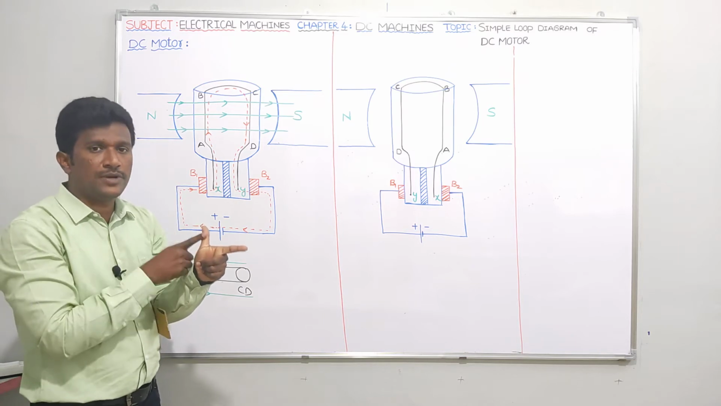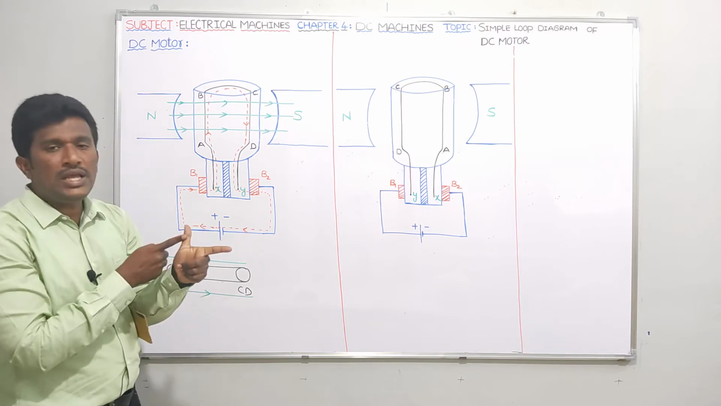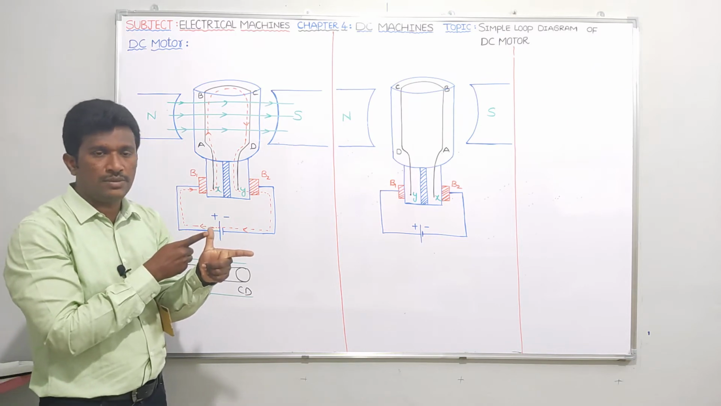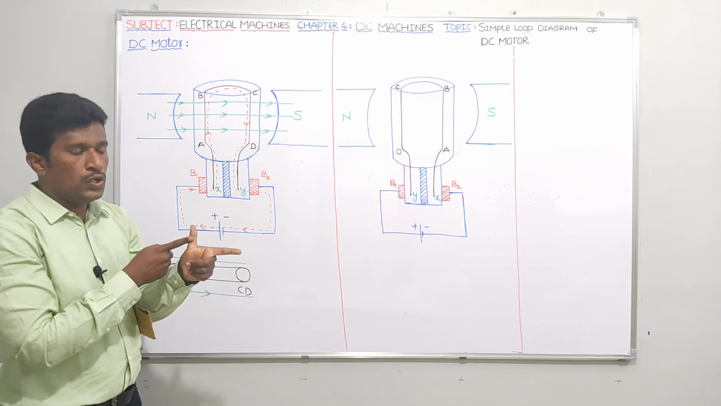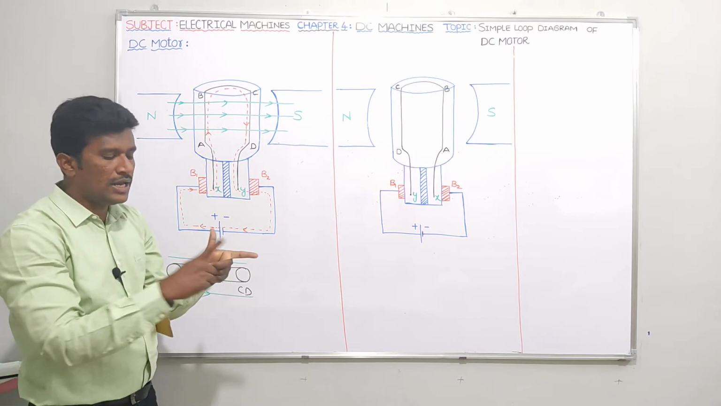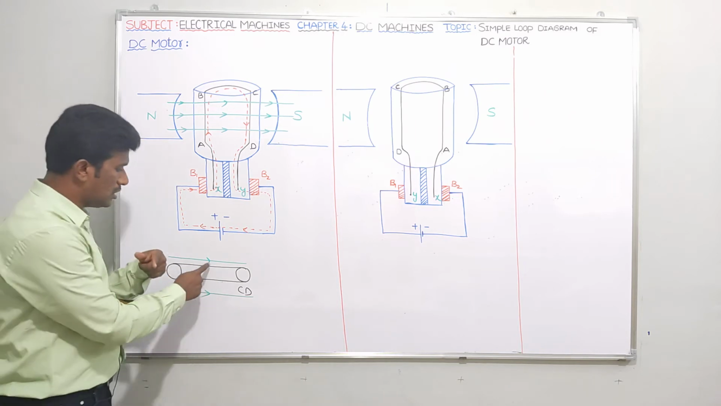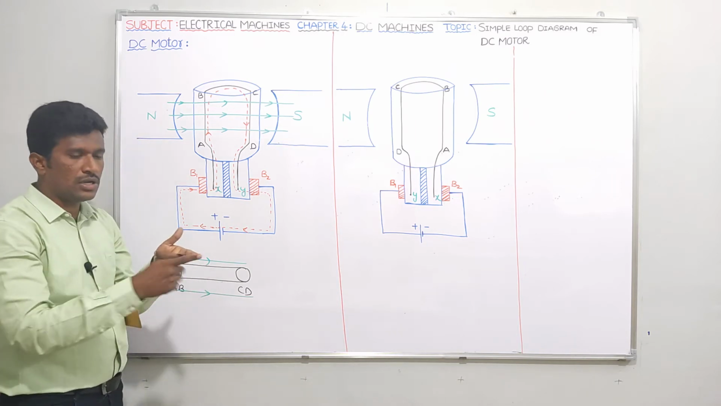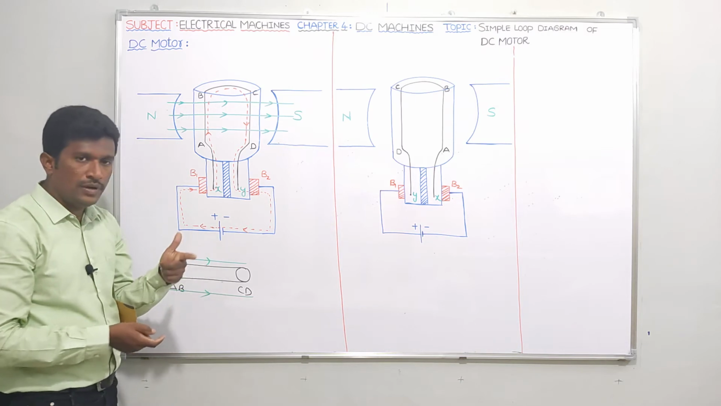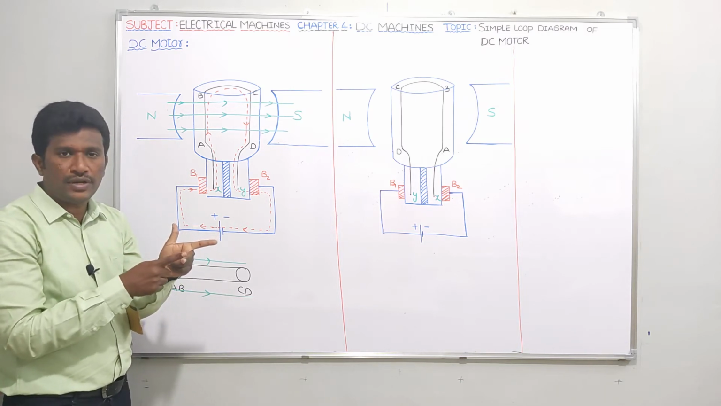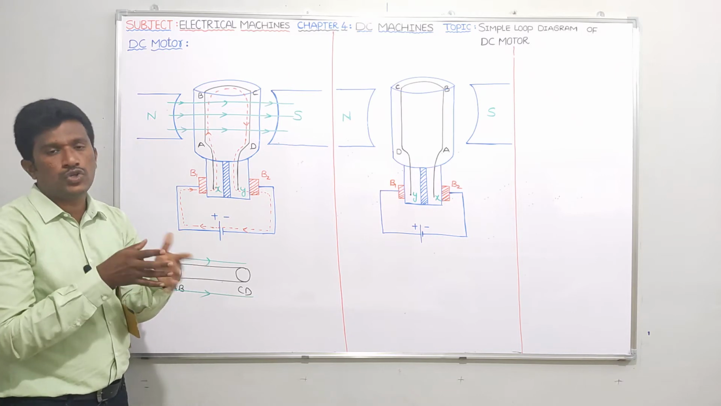So for knowing the direction of force experienced because of motor action, nothing but for knowing the direction of the thumb, you should know the direction of the forefinger and the direction of the center finger. Forefinger means what? Direction of magnetic field. All this green color arrow mark is nothing but the direction of the magnetic field. And for knowing the direction of the thumb, you should know the direction of the center finger. Means what? Direction of current you should know.